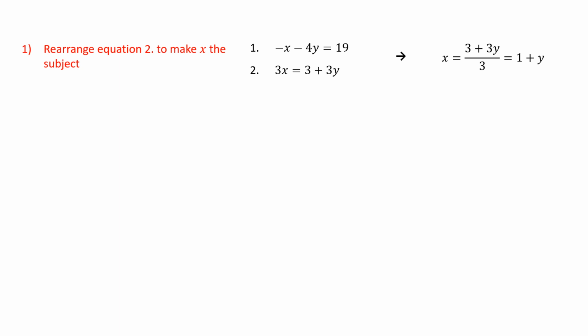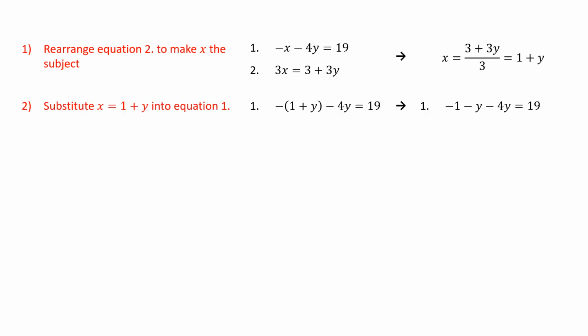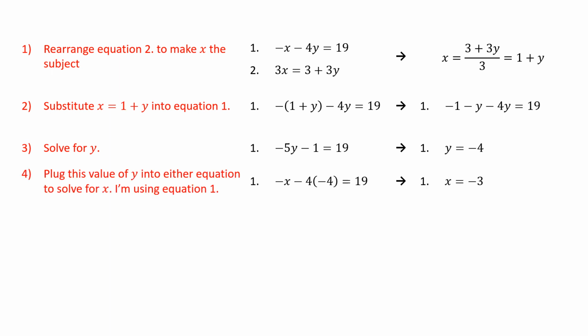So you can leave it like this and just directly plug this fraction in. However, this can be simplified. So we have (3 + 3y)/3. So all the 3s cancel out and this just becomes 1 + y. So I'm going to go with the 1 + y and I'm going to plug this into equation 1. When I do this and then I simplify and then I solve for y, I get that y is equal to -4. And when I plug this value of y into equation 1 and solve for x, I get that x equals -3. So our solution pair here should be x equals -3, y equals -4.